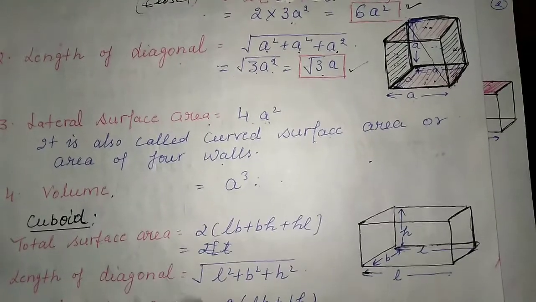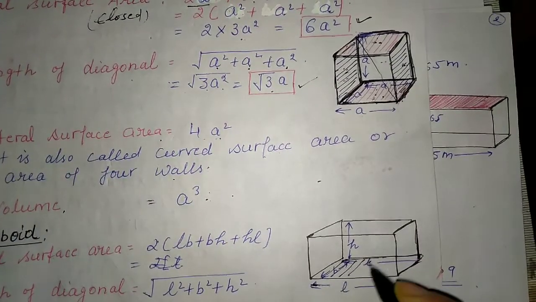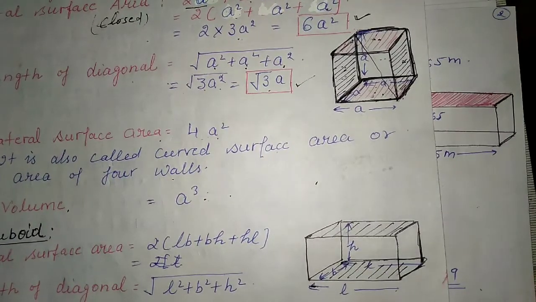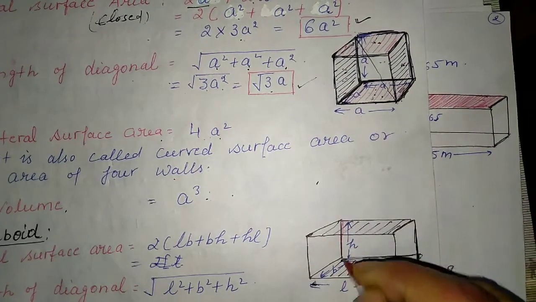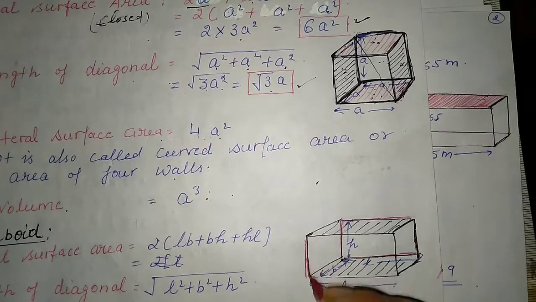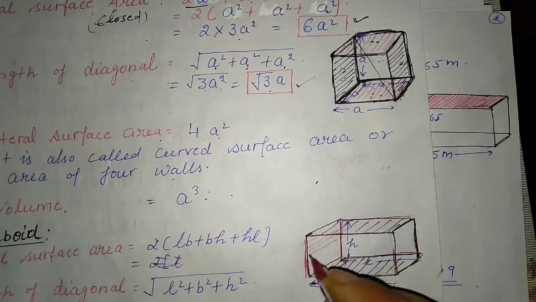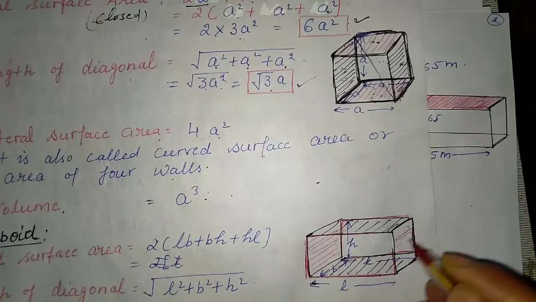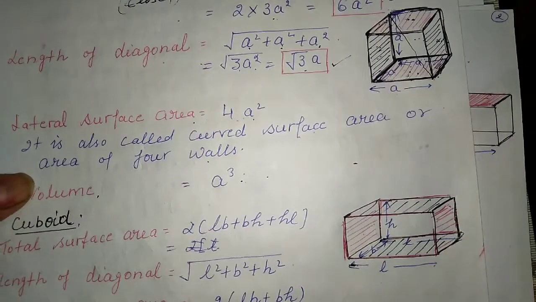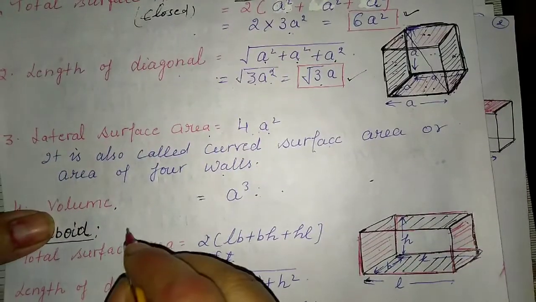Now the cuboid. In a cuboid again there are 6 surfaces. This is the base, and this one is the ceiling. This portion is the back surface, and this is the front surface. This is the side wall, and this is the wall parallel to this wall. So again there are 6 surfaces here. But in this one, what is the base of the cuboid? The base of the cuboid is a rectangle.